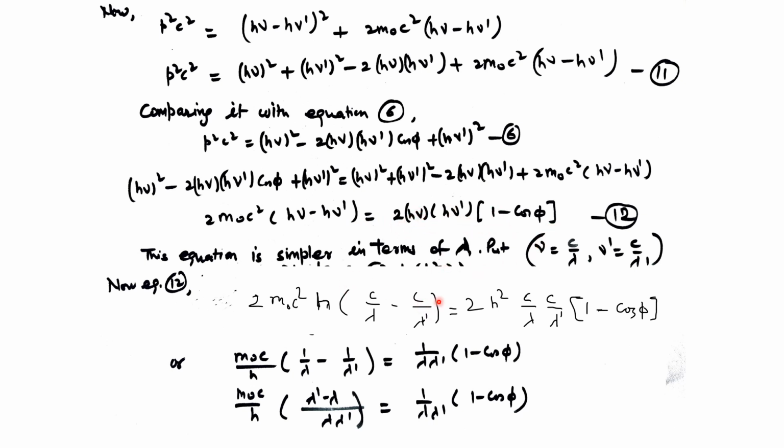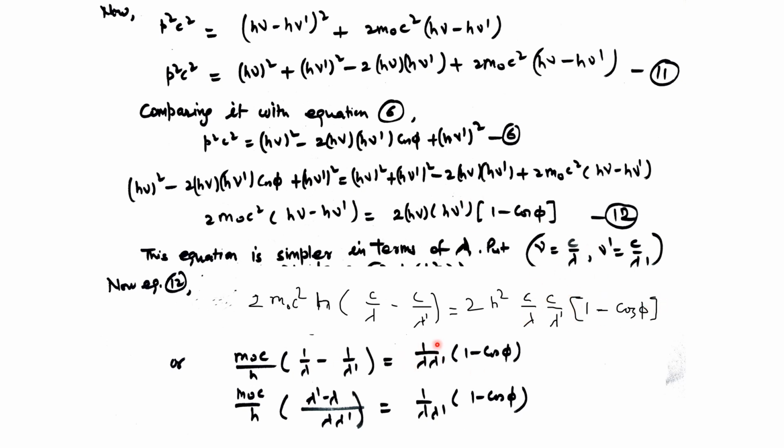But this equation we need to find in terms of lambda, so we will put nu as c by lambda and nu prime as c by lambda prime. So if we put, 2 m naught c square, h will be common, so nu minus nu prime can be written as c by lambda minus c by lambda prime, equal to 2 h square, and nu into nu prime can be written as c by lambda into c by lambda prime, (1 minus cos phi).